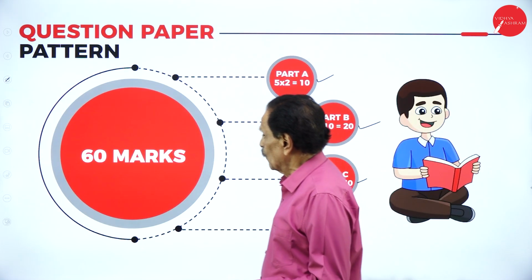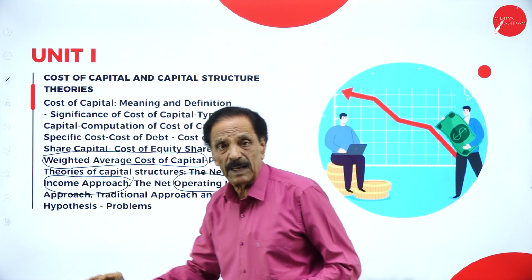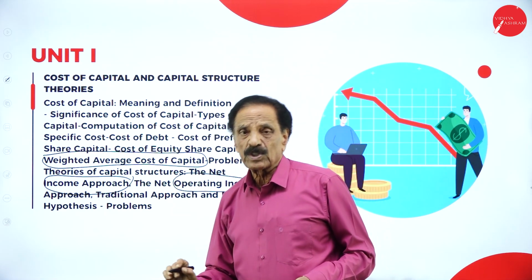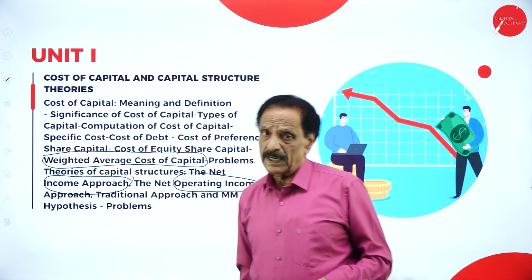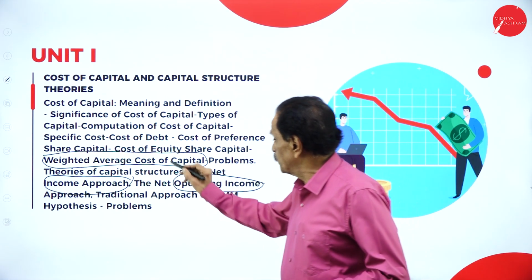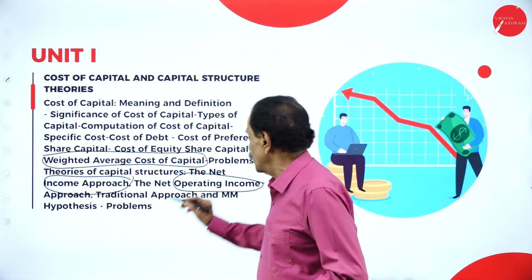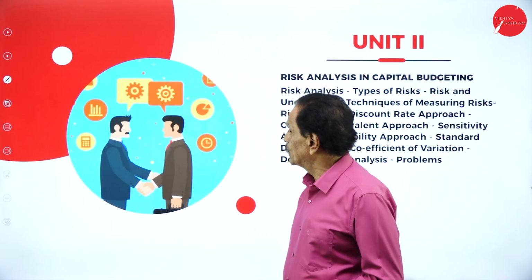So, we'll go through once again. Cost of capital and capital structure theory. We are going to explain what is the cost of capital, what is cost of preference share, and what is cost of equity. We are going to work on weighted average cost of capital problems, and we have a problem on net income approach and net operating income approach. 5 marks each, totally 10 marks.